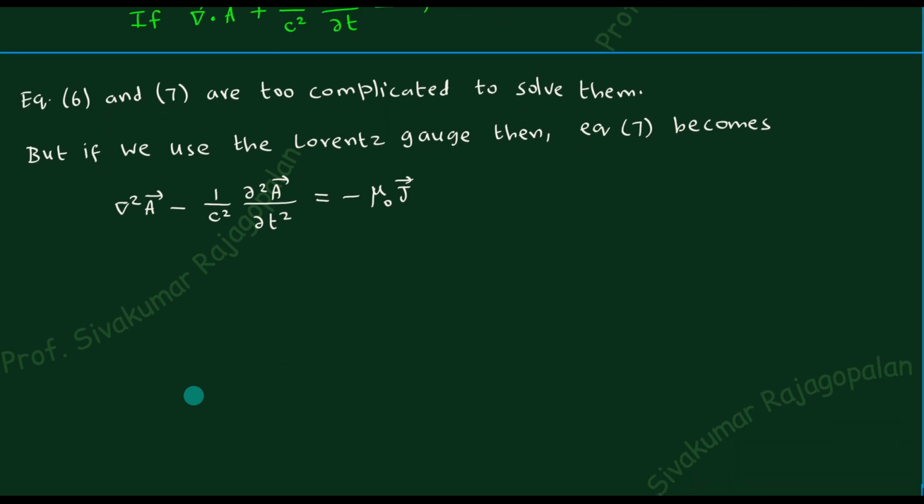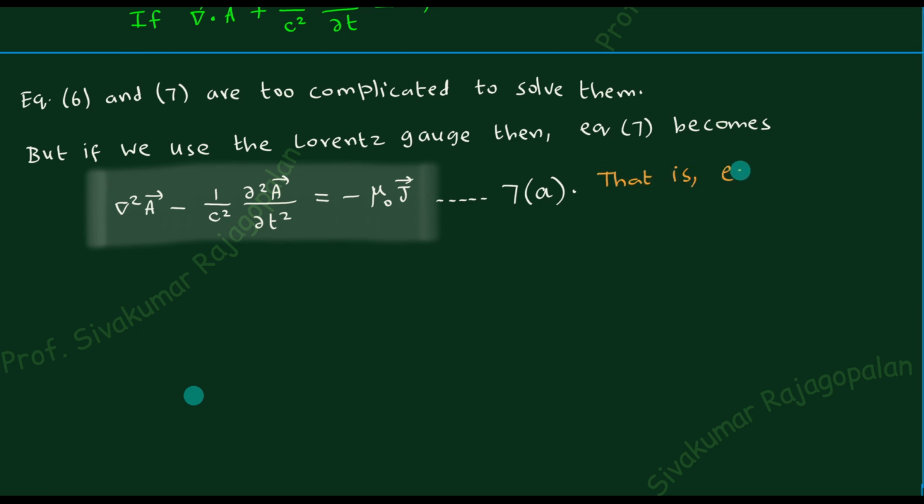So it is the same equation. I will try to maintain the same number. It is the same equation 7, maybe I will say 7A. Same equation under the gauge. That's the meaning. So this is equation number 7 under the Lorentz gauge.